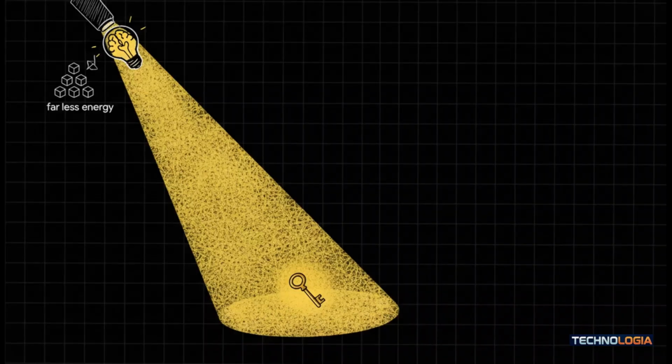But a smarter architecture does something different. It doesn't try to light up the whole room. Instead, it makes an educated guess. It shines a bright, focused spotlight on a much smaller area, a spot where the key is most likely to be. And because of that, it finds a solution way faster, using way less energy.